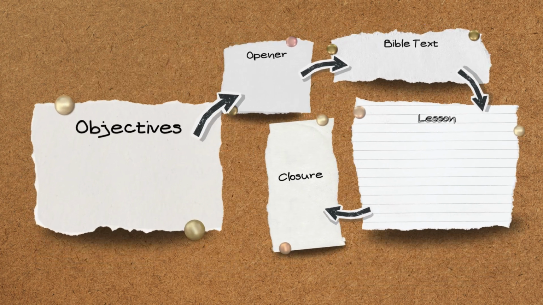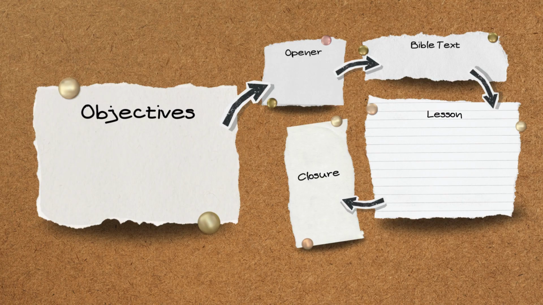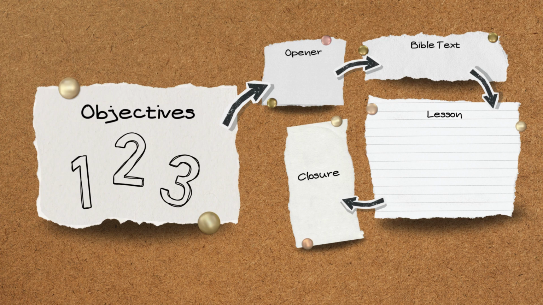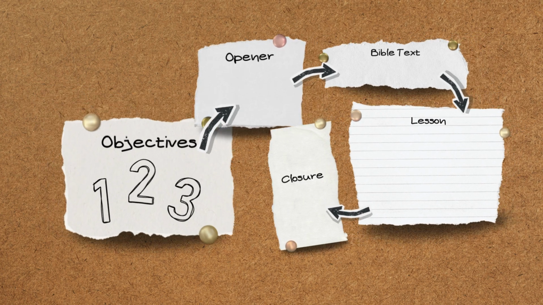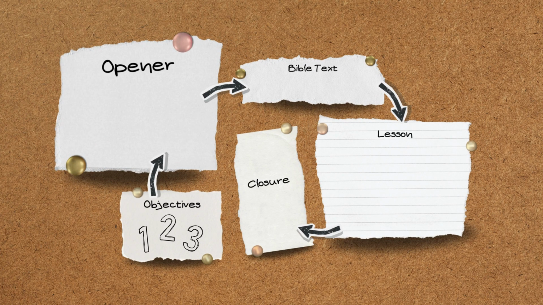The first element is setting objectives. What do you want the students to take away from the lesson? Refine these goals to no more than 3 objectives. These objectives act as the stem of the lesson from which all activities, questions, and teaching points flow from and flow to.